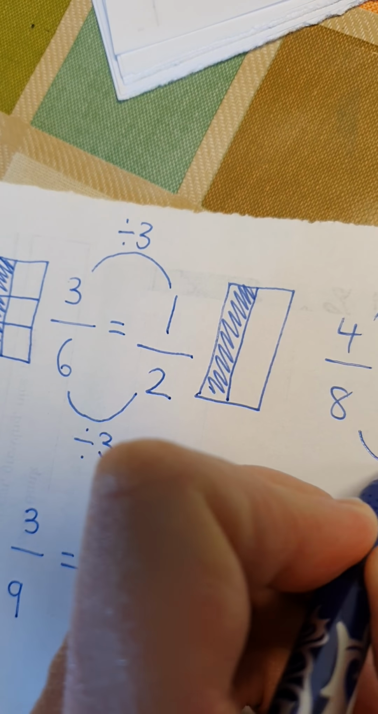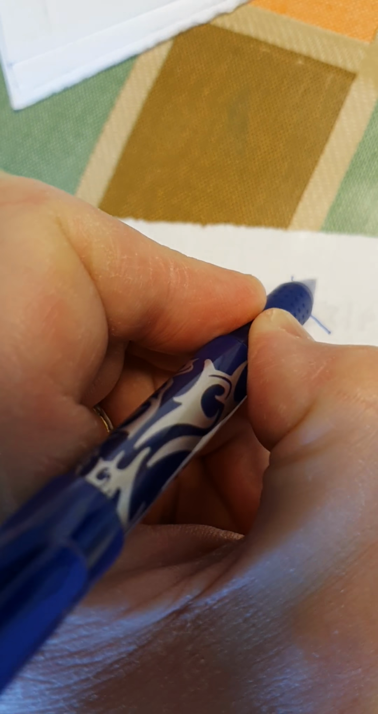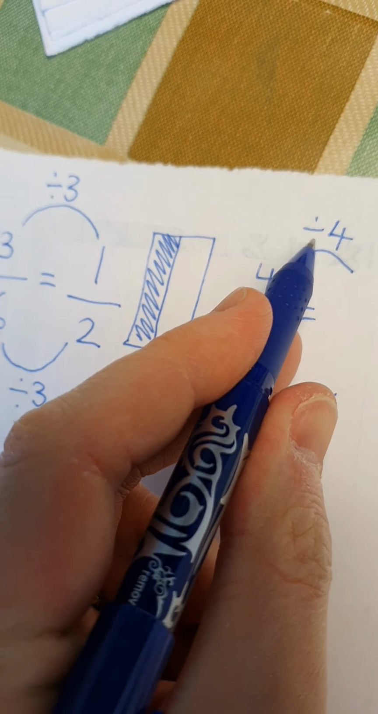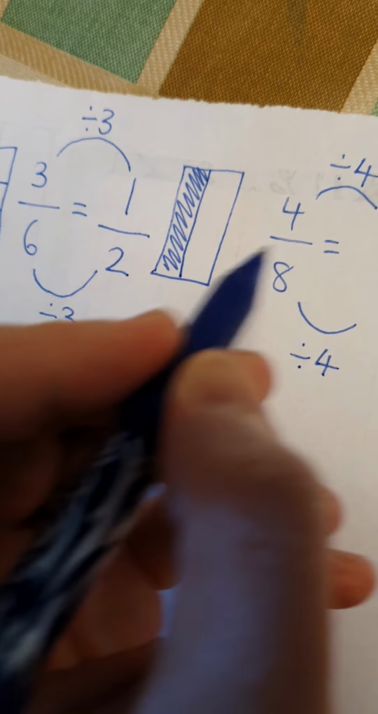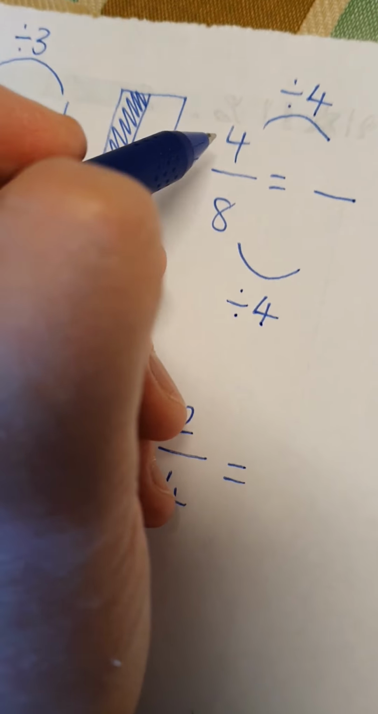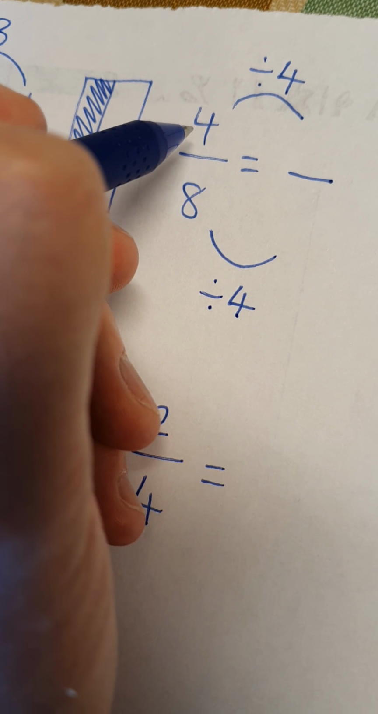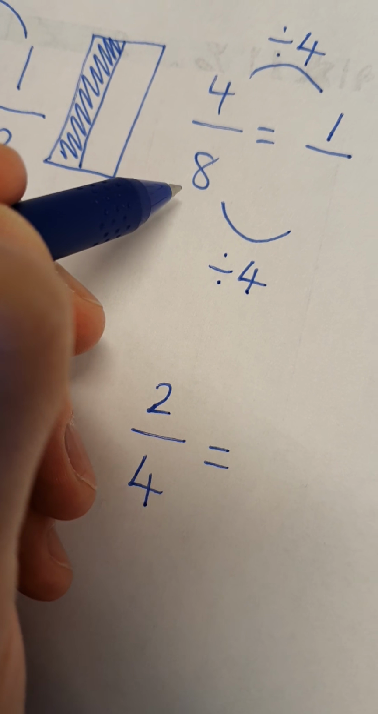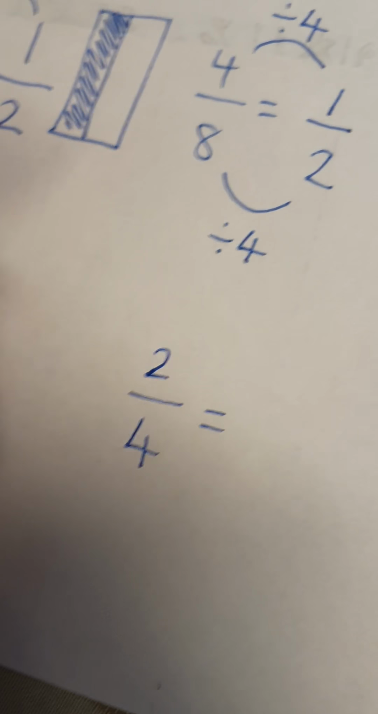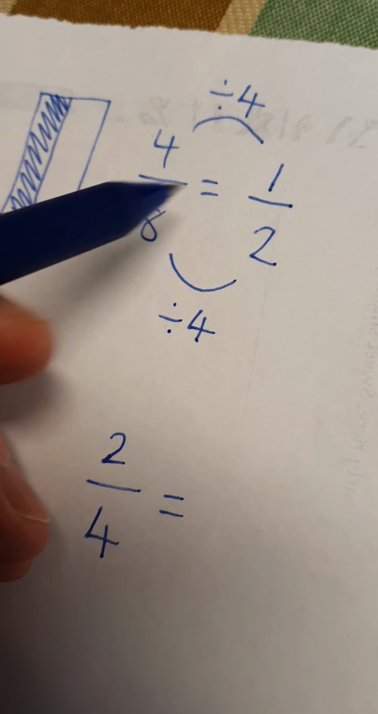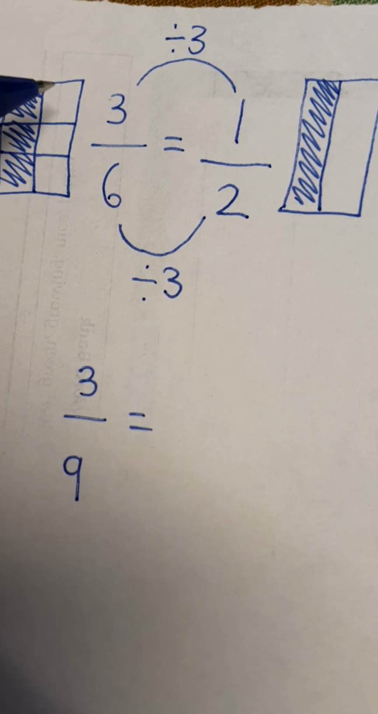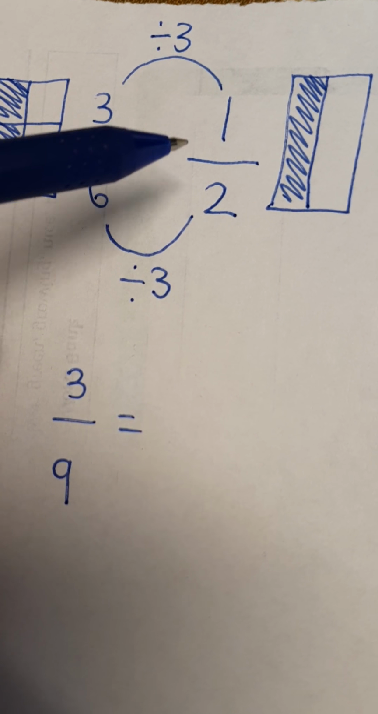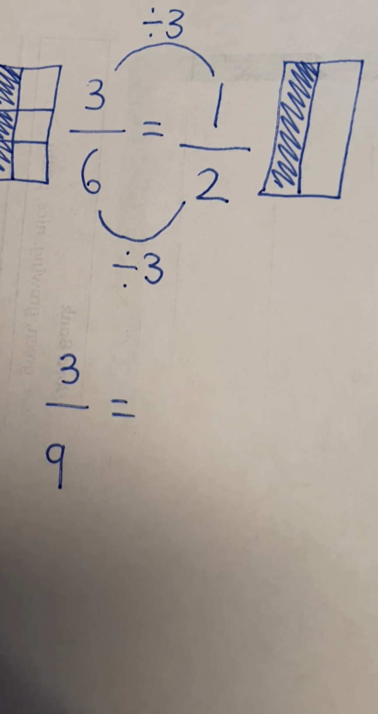So we're going to be, we've just said, dividing by 4. Whatever we do to the top, we have to do to the bottom. Whatever we do to the bottom, we have to do to the top. Okay, so how many 4s are there in 4? There's one lot of 4 in 4. How many 4s are there in 8? There are 2 lots of 4. So this 4/8 fraction reduces down to a half. Just like 3/6 reduced down to a half there. But they don't always reduce down to a half.